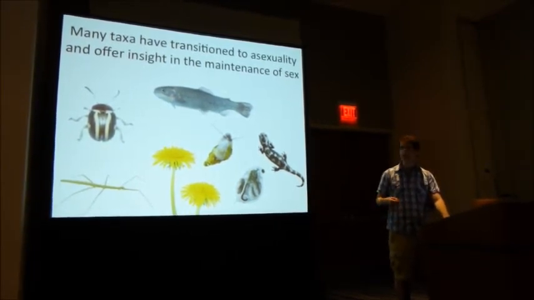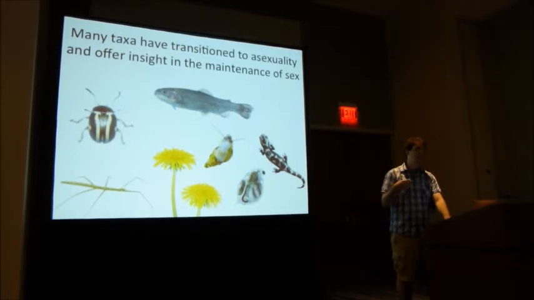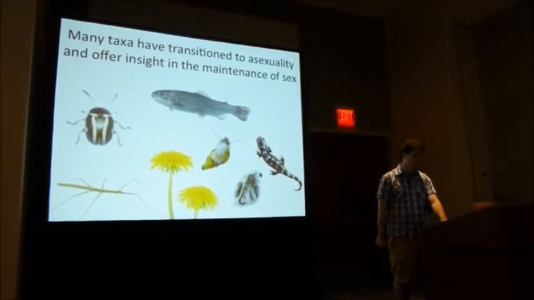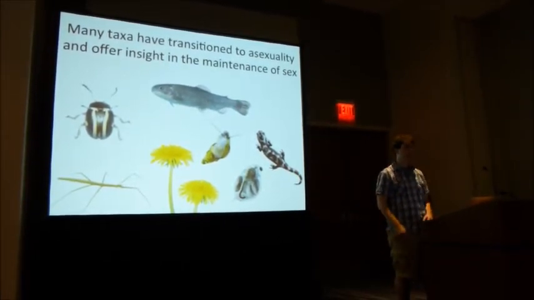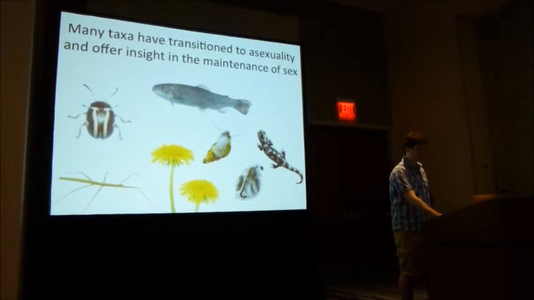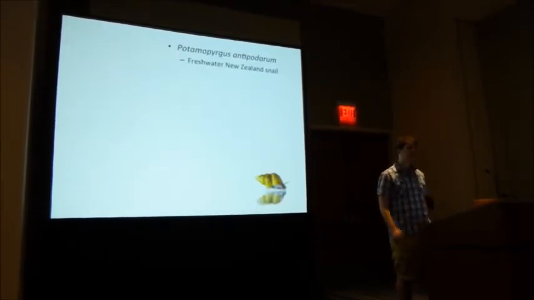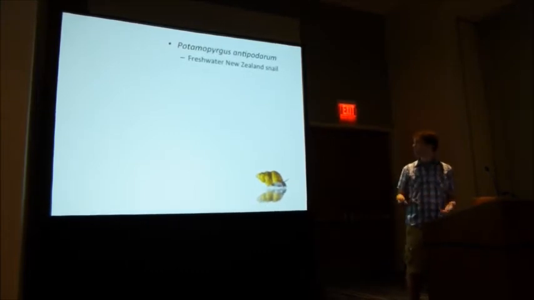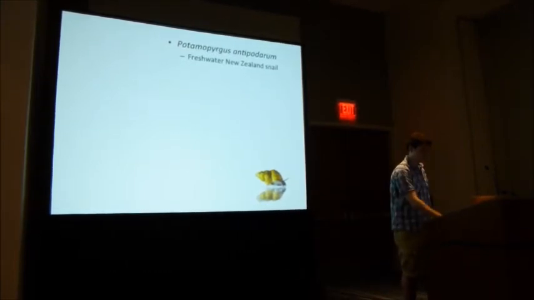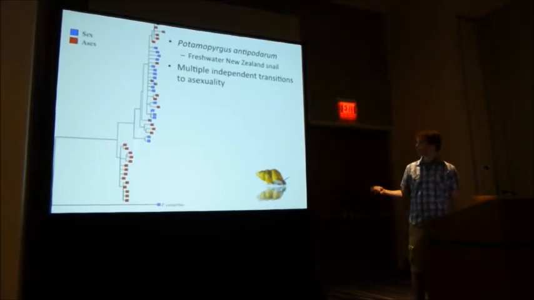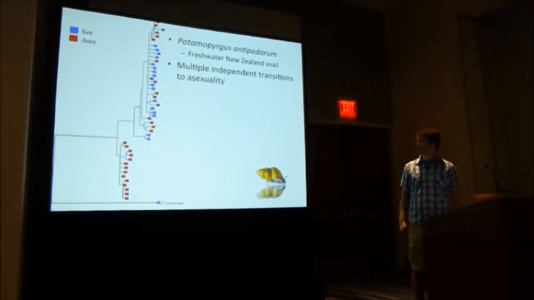Ideally, we can study organisms that exist as sexual and asexual individuals. And there are species that allow us to do this. In particular, Potamopyrgus antipodarum is a freshwater New Zealand snail that is characterized by multiple independent transitions to asexuality.